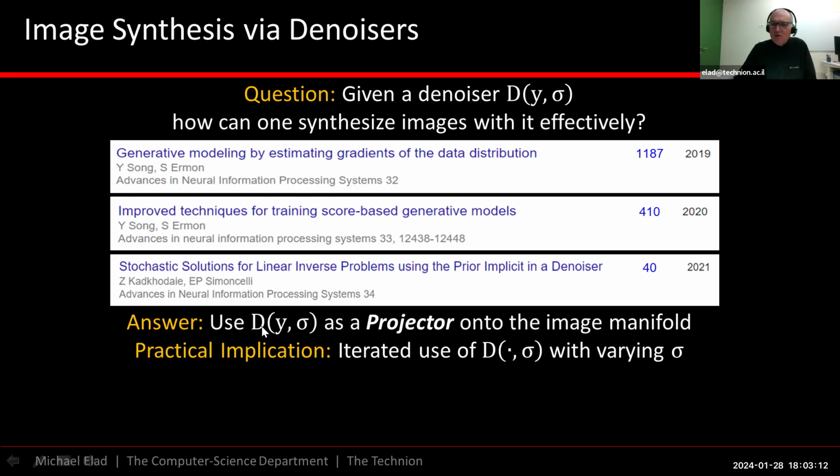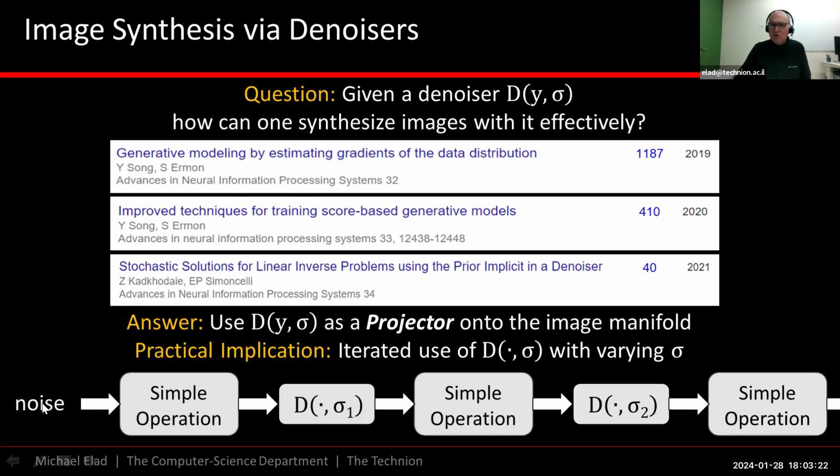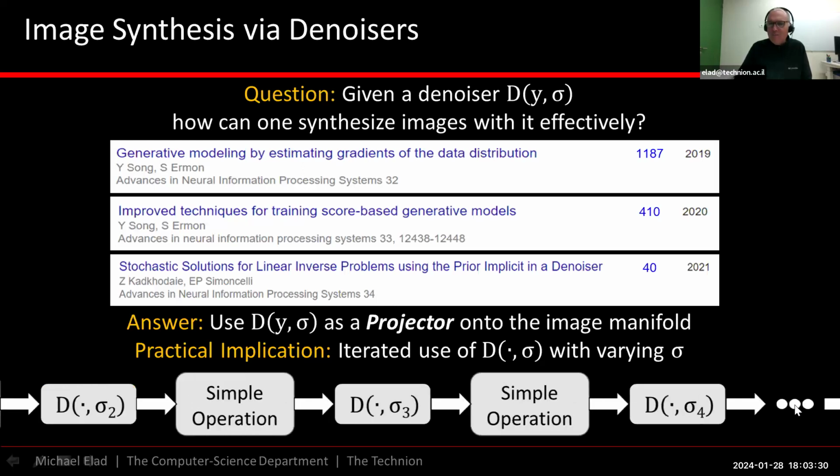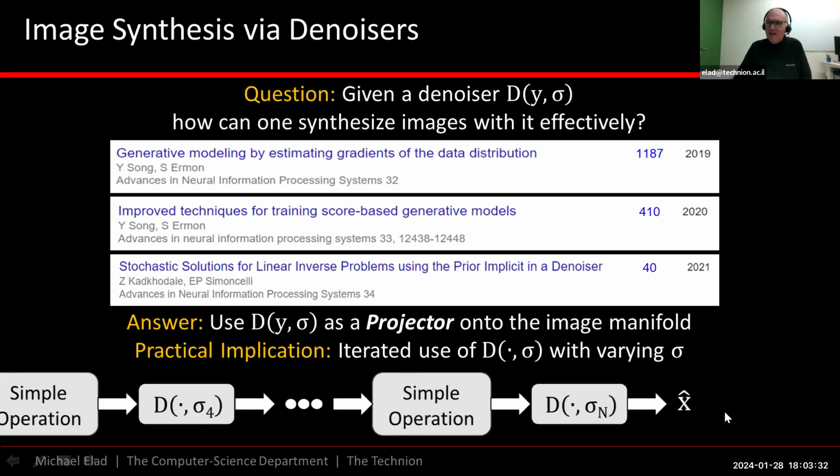You can think about your denoiser as a projection onto the image manifold. And if you look carefully at the algorithms that they are promoting, very similar algorithms in all 3 papers, it will look like this. You start with pure noise, you do a simple operation, denoising, simple operation, denoising, keep doing it, and you end up with a fair sample. I think this should give you a deja vu for RED and Plug-and-Play, and for a right reason. It has a relation. Okay? How does it work? Let's see.